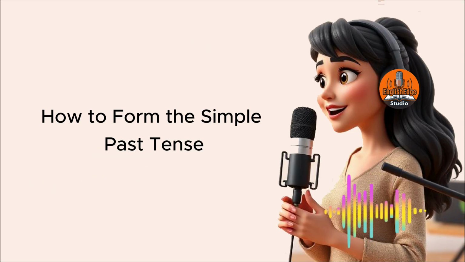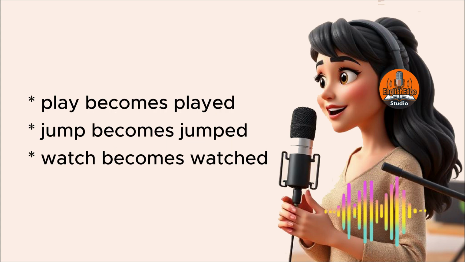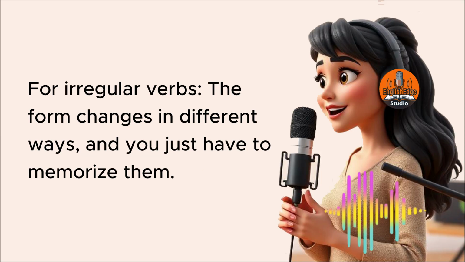How to form the simple past. For regular verbs, just add ed at the end of the verb. Example, play becomes played. Jump becomes jumped. Watch becomes watched. For irregular verbs, the form changes in different ways and you just have to memorize them.